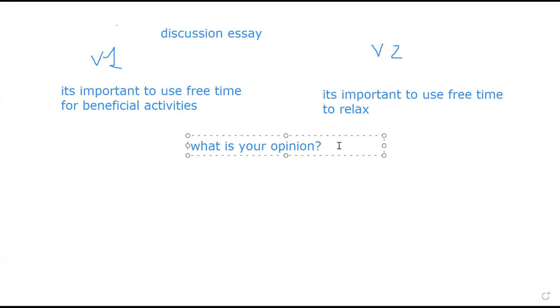I do agree that it is very important to use our leisure time for beneficial activities such as puzzling, I don't know, making some kind of activities that will be very healthy for our brain and so on. I do agree with the first view, the first opinion.